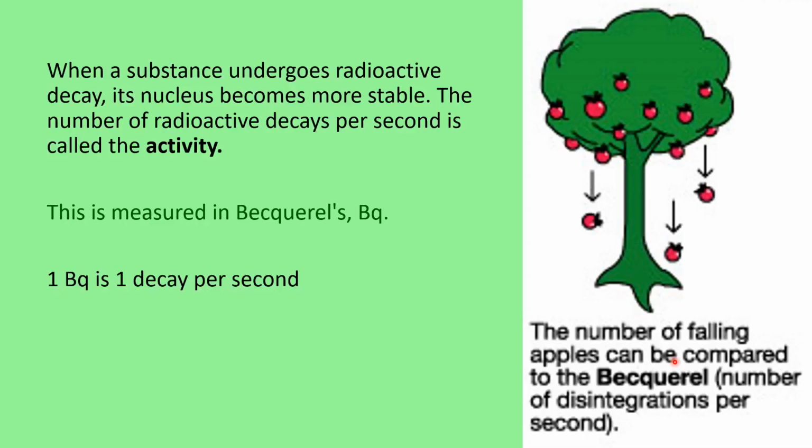Now, when a substance undergoes radioactive decay, its nucleus becomes more stable. So it's going from having a lot of energy, very unstable, wanting to decay, to becoming stable and no longer wanting to decay. The number of decays per second is what we call the activity. So if there are lots of decays happening in a second, it has a very high activity. If there are not many decays happening per second, low activity. We measure this in a new unit, which is called the becquerel, or Bq for short. 1 Bq is 1 decay per second. So you count how many decays are happening in a second, and that is the activity in Bq.